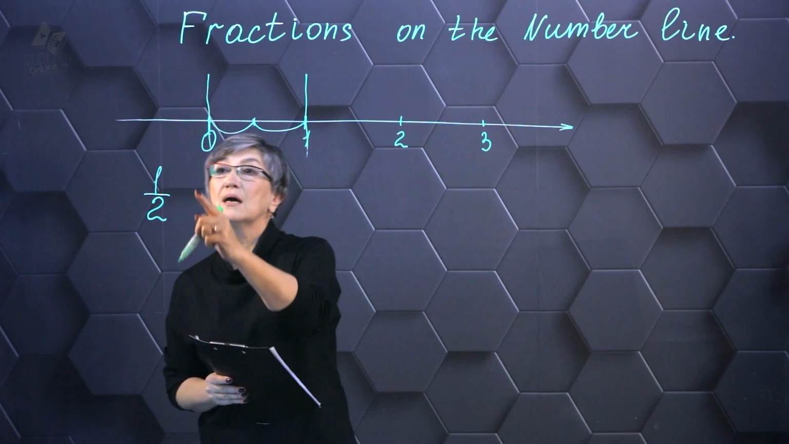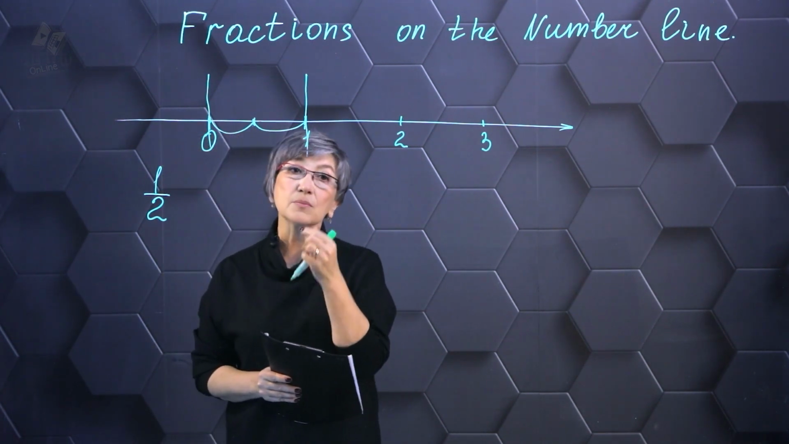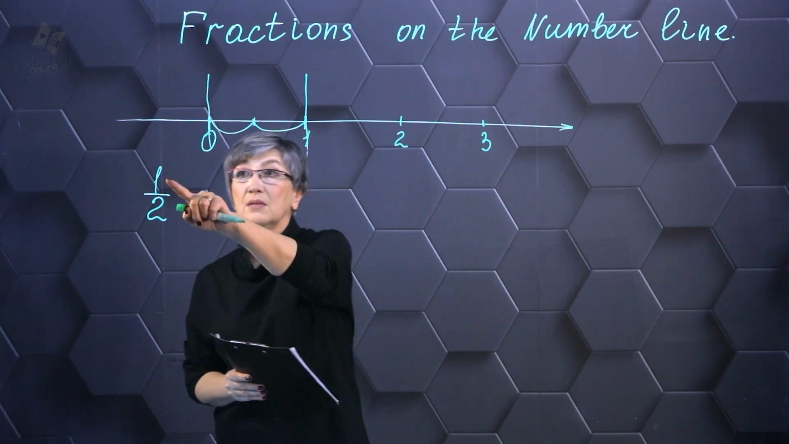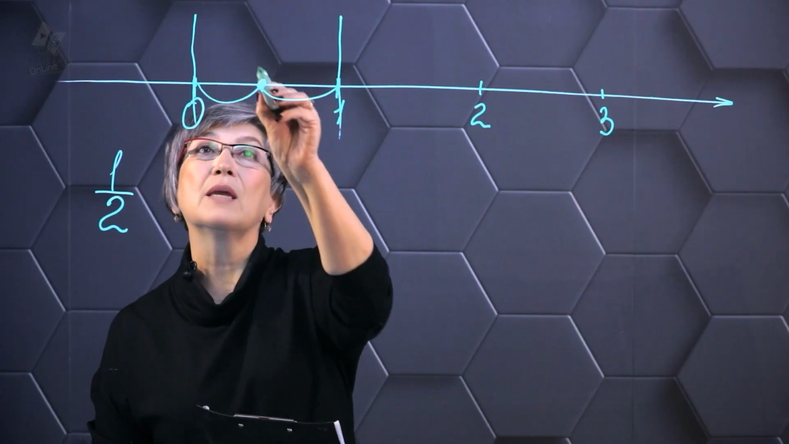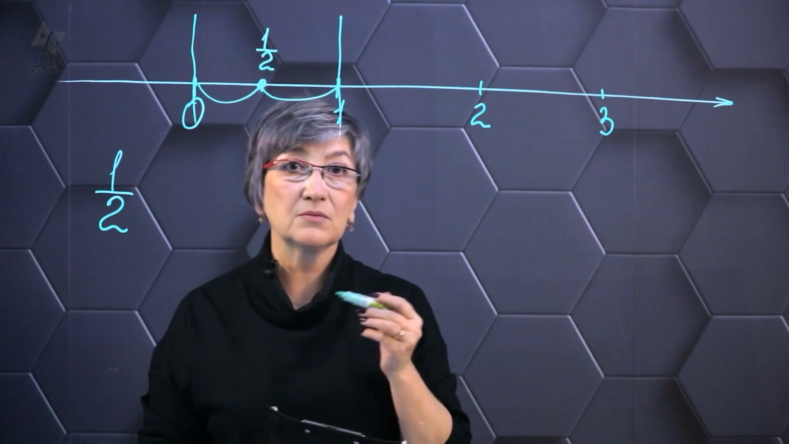And now I turn my attention to the numerator, so it's a 1. So how many of these little pieces should I take? That's 1. So I count 1 from here, and this point will show me the fraction 1/2.